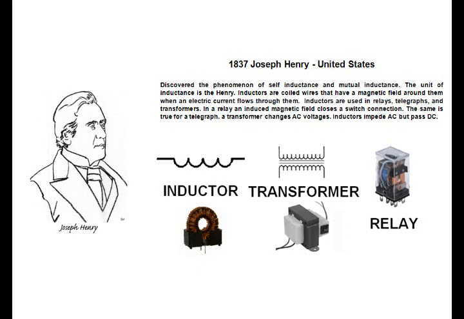Henry. Now, Joseph Henry is the unit of Henry, which is inductance. And it applies to, we pass them around, inductors. That's a basic inductor here. It's a coil of wire. Here's a transformer. Here's a relay. Now, this inductor basically is a coil of wire. When DC flows through an inductor, it's unaffected except by the internal resistance of the wire.